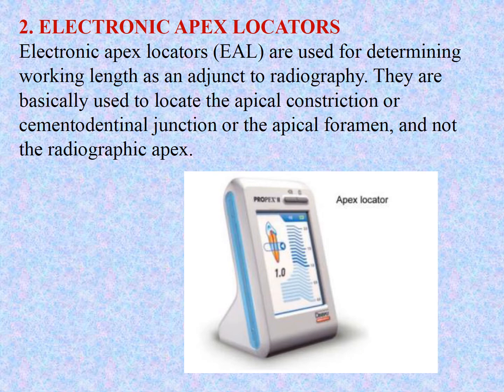The second method is the electronic apex locators. Radiographs are often misinterpreted because of difficulty in distinguishing radicular anatomy and pathosis from normal structures. Electronic apex locators are used for determining working length as an adjunct to radiography, and they are basically used to locate the apical constriction, the cemento-dentinal junction or the apical foramen, and not the radiographic apex.